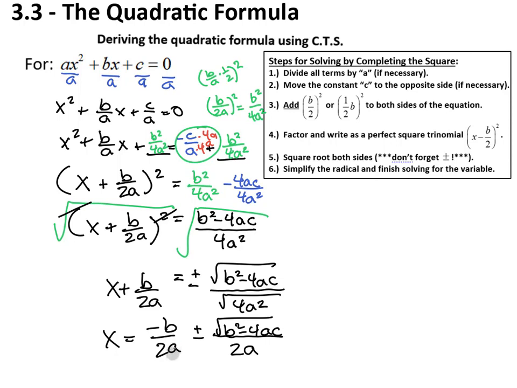And now we see that these actually have the same denominator, right? They're both over 2a, so we can write this as one big fraction if we like. Negative b, or opposite of b, plus or minus the square root of b squared minus 4ac, all over 2a. And there you go. This is our quadratic formula.